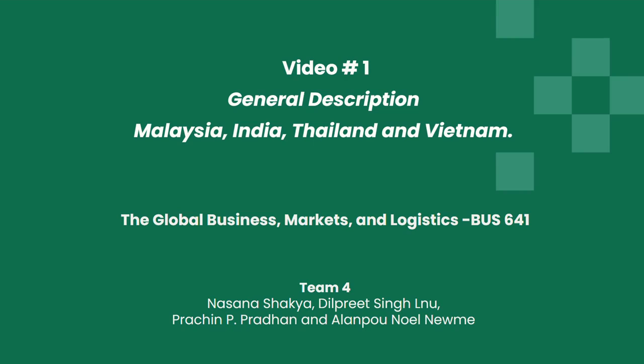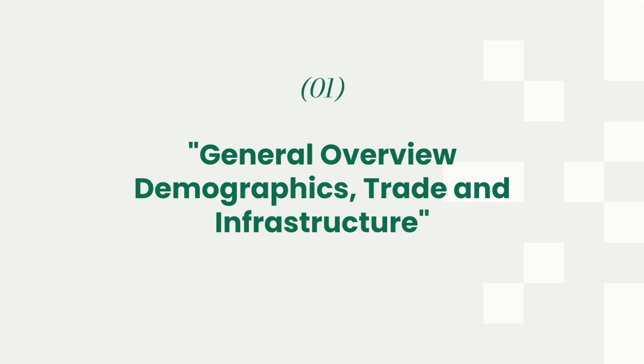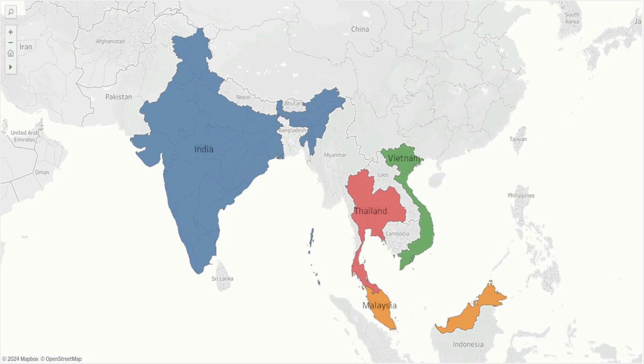This is video 1 and we will be giving the general description of Malaysia, India, Thailand and Vietnam. So firstly I will give the general overview, demographics, trade and infrastructure of all these countries, as you can see in the map: India, Thailand, Malaysia and Vietnam, all in different colors.